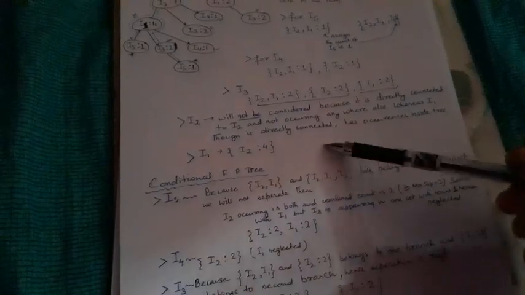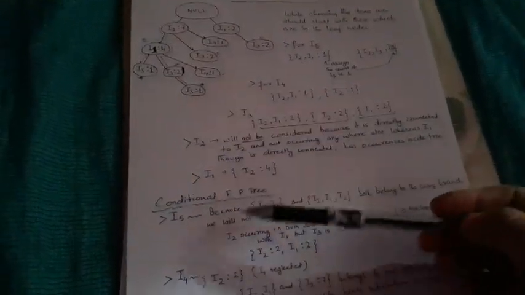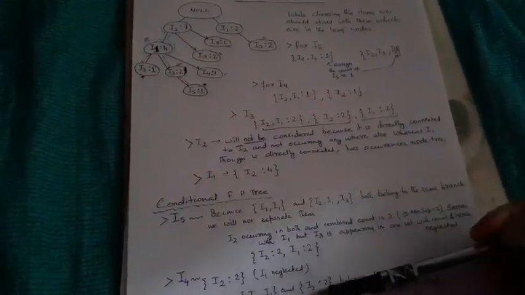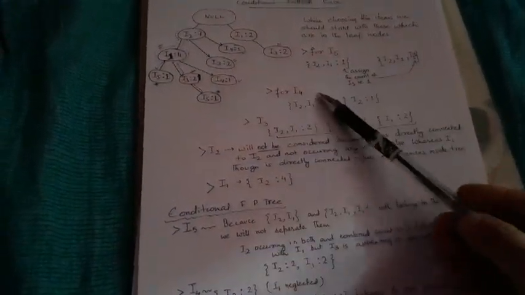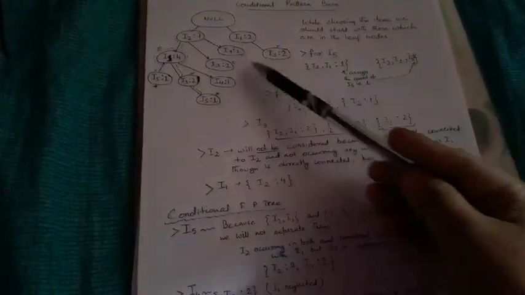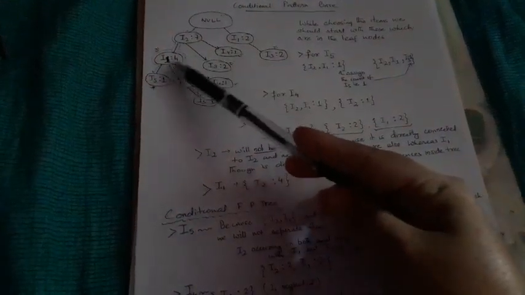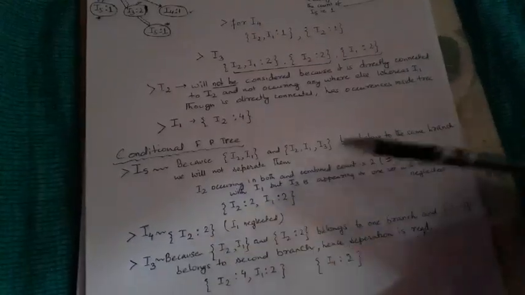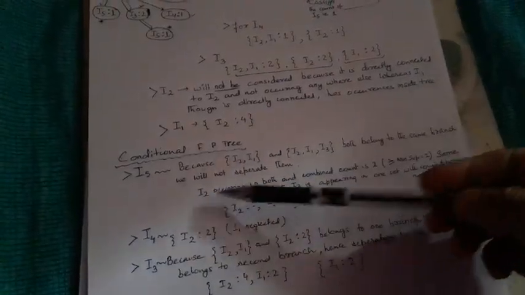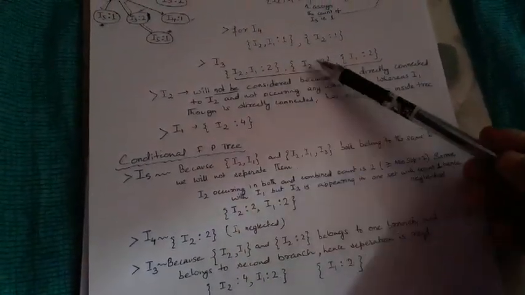The next step after this is how to create the conditional FP tree. We will start with the same sequence, I5 first. In this case we know these two sets belong to the same branch. This is the branch I2, I1, and I2, I1. So we will write it. Both belong to the same branch, so we will not separate them. Separation will come later on, we'll see.